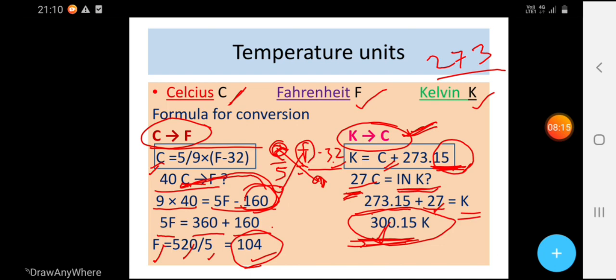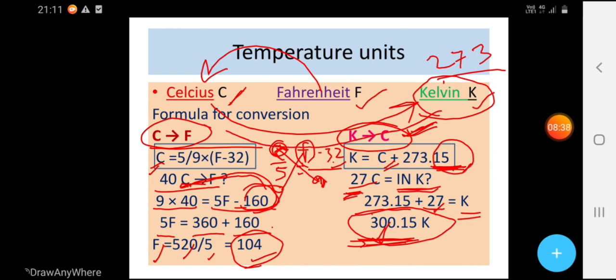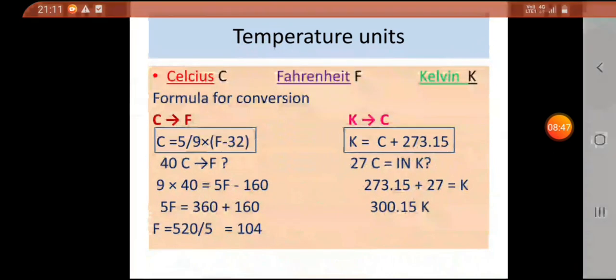Okay, so in that way you can change any Celsius to Fahrenheit, Fahrenheit to Kelvin also. If it is given Fahrenheit to Kelvin, then what you will do, first you will convert Fahrenheit to Celsius, then Celsius to Kelvin. And if it is given in Kelvin and you have to convert it into Fahrenheit, then first you will convert it into Celsius, then Celsius to Fahrenheit. In that way you can convert any temperature into any temperature unit.